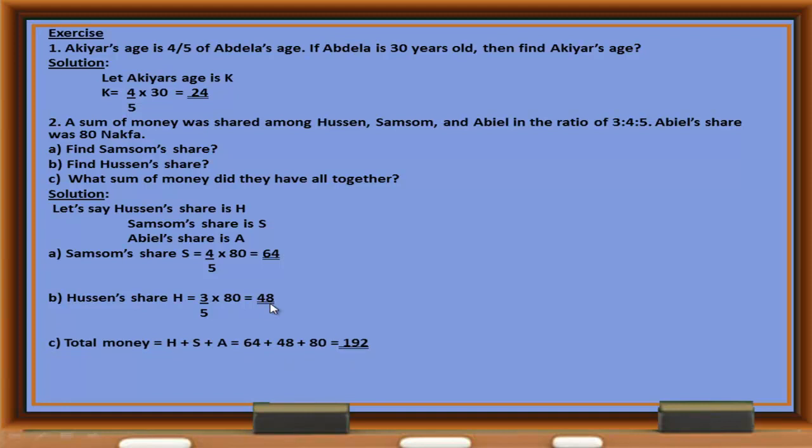See, total money, Hussein's plus Samson's plus Abel's share, is equal to: Samson's share is 64, Hussein's share is 48, and Abel's share is 80. Then it will give us 192. The total money shared was 192 nafa.